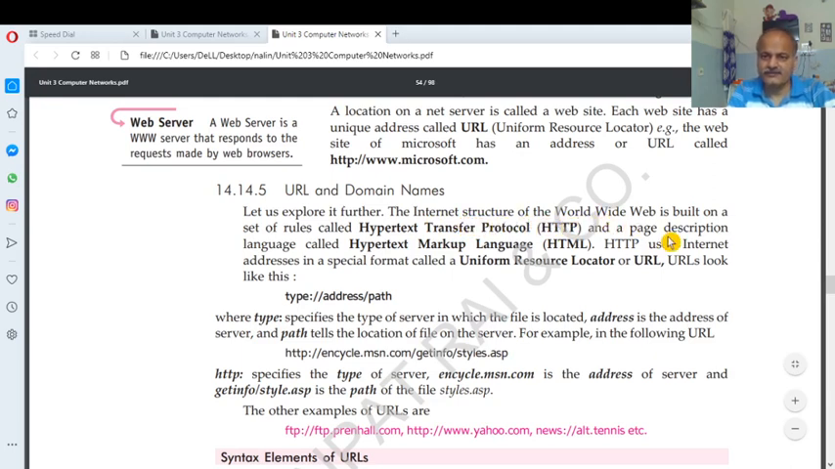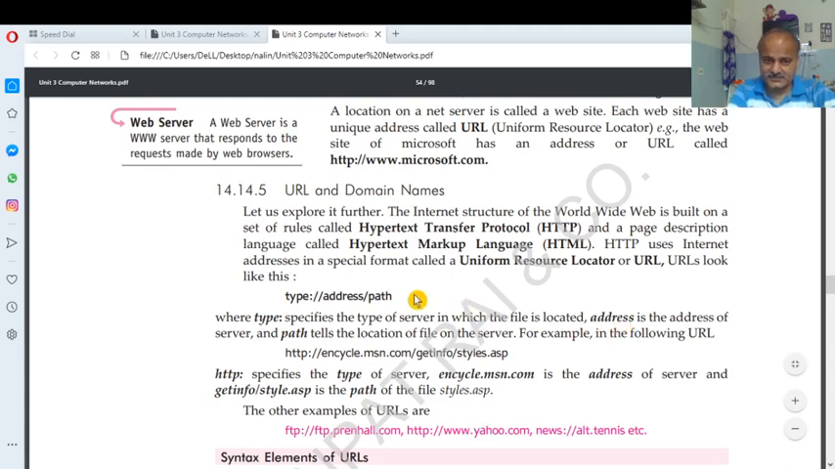The structure of the World Wide Web is built on a set of rules called the Hypertext Transfer Protocol (HTTP) and the page description language called the Hypertext Markup Language. HTTP uses internet addresses in a special format called a Uniform Resource Locator. A URL looks like this: type://address/path, where the type specifies the type of the server in which the file is located.